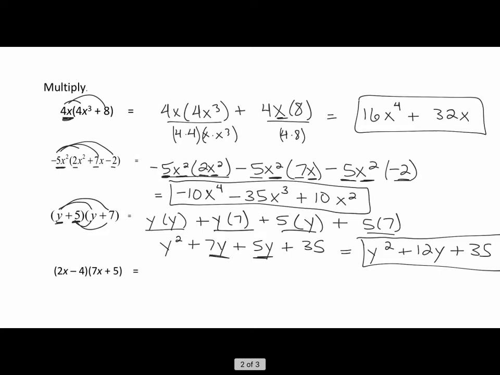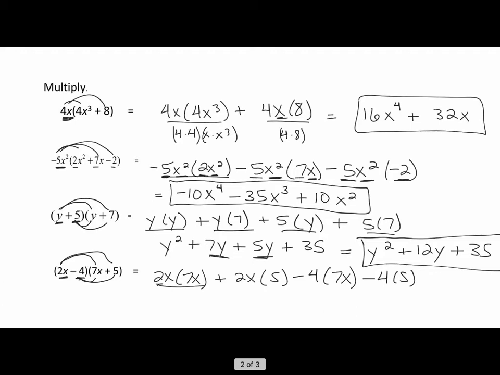Then our last example, we're distributing each term to each term. So let's start with the first term of the first times each of the second. So 2x times 7x. And another term, 2x times 5. Now let's distribute the second term to each term of the second polynomial. So minus 4 times 7x. And minus 4 times 5. Let's simplify the monomial multiplications we have here.